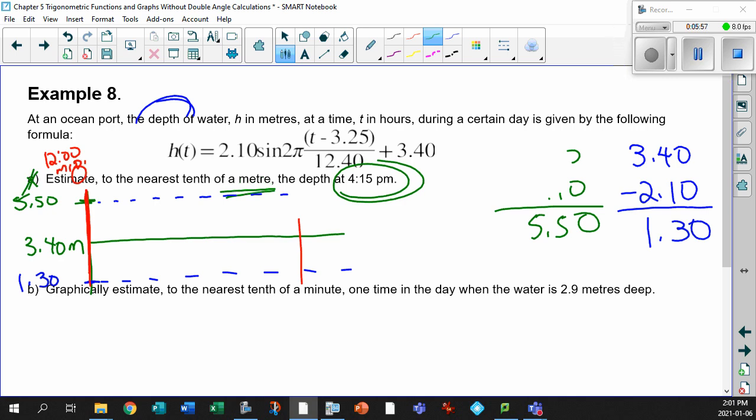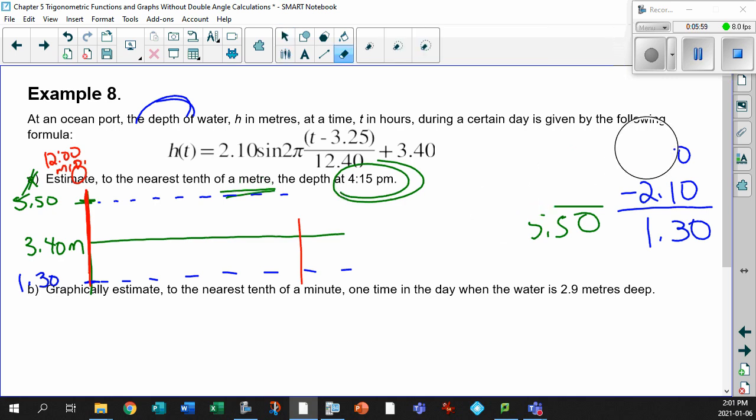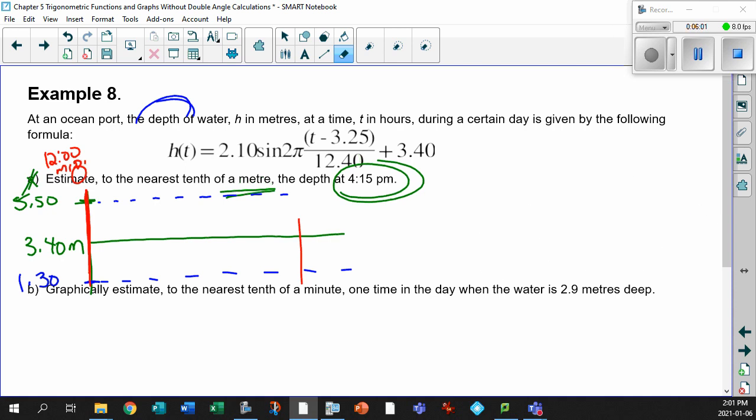Okay, wait a second. Remember, this was a 24-hour clock. So this went out to 24 hours. 4:15 is somewhere in the afternoon here. Because if you used 4:15 right into your calculator right now, 15 is a time. You remember 15 is a quarter of an hour. 4:15 in the morning is there, 4:15 in the PM is there. So what do we do?